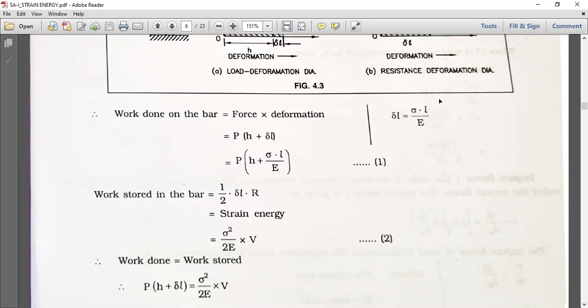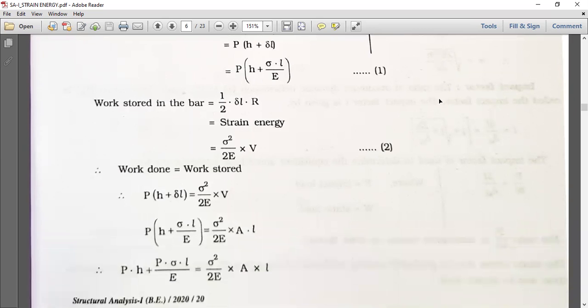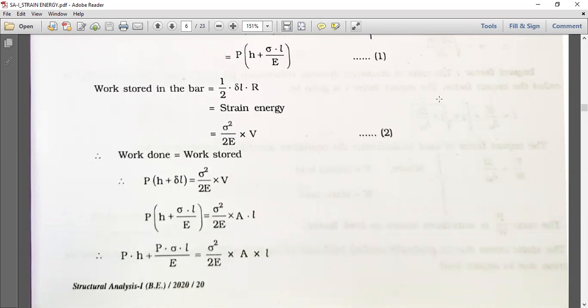Strain energy is equal to sigma square upon 2E into V, because delta L is equal to sigma upon E into L. Now work done is equal to work stored. Equate equation 1 and equation 2. We get P into (h plus delta L) is equal to sigma square upon 2E into volume.